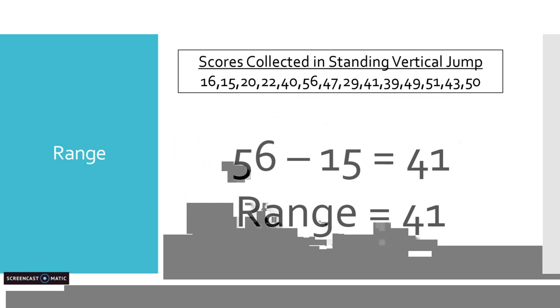As an example, looking at the scores collected in a standing vertical jump, it's easy to see that the lowest value is 15 and the highest value is 56. This means if you subtract 15 from 56, it gives you the range of 41.